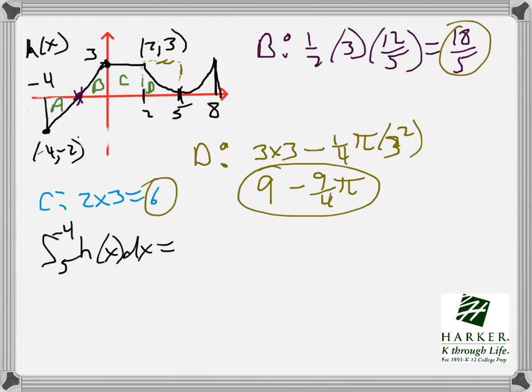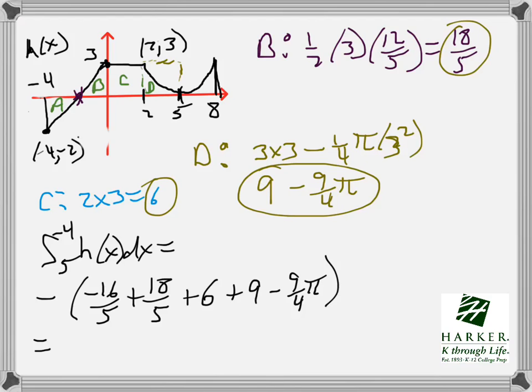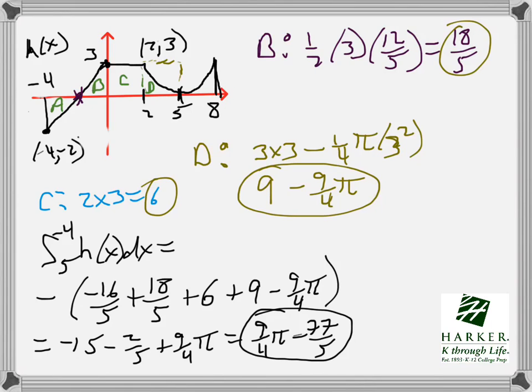So now I've got all 4 values that I needed. I got A, B, C, and D. I realize that B, C, and D are all positive, but A is negative. And so now the integral from 5 to negative 4 of h of x dx is going to be the opposite of all of these from negative 4 to 5, which is what I just did. So it's negative 16/5 plus 18/5 plus 6 plus 9 minus 9/4 pi. And all that simplifies to 9/4 pi minus 27/5.